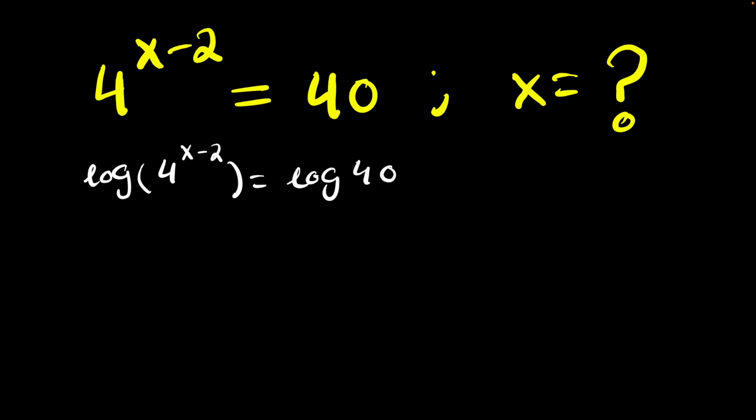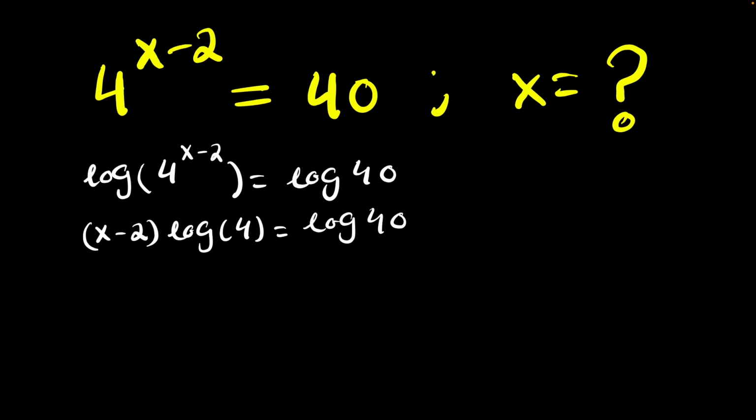As you know, the exponent of the logarithm goes to the front, or we can write the exponent as a coefficient in the logarithm. Let's go and do it. I'm going to write x minus 2 as a coefficient, and log of 4 is equal to log of 40.